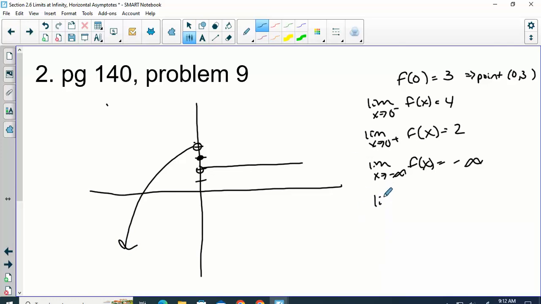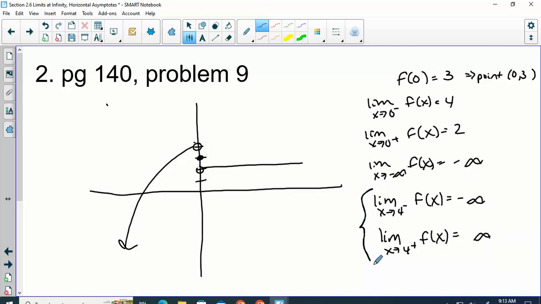All right, next condition, the limit as we approach 4 from the left equals negative infinity. And right below it, it says the limit as you approach 4 from the right is positive infinity. What's happening at 4? A vertical asymptote. Okay, so I'm going to have to kind of change my graph. It's not working there. We know 4 would have to have a vertical asymptote.